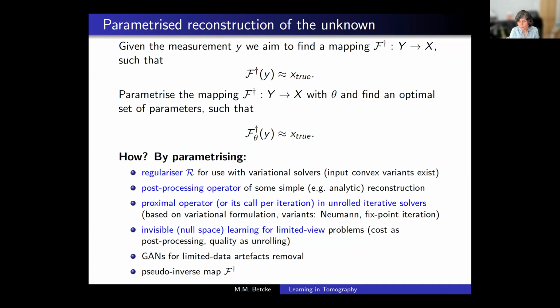Another option is to parameterize the proximal operator in an unrolled iterative solver. So I take this proximal gradient and unroll a couple of the iterations, and I parameterize the proximal operator. I could have based my iteration on any other scheme. It could be a Neumann type of scheme, or a fixed point iteration, and parameterize the operators that appear in those.